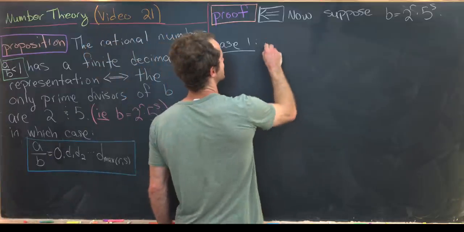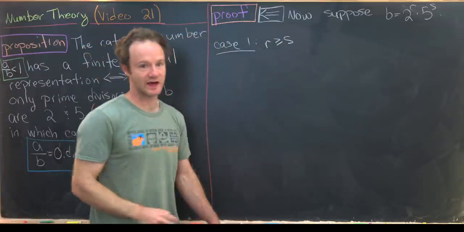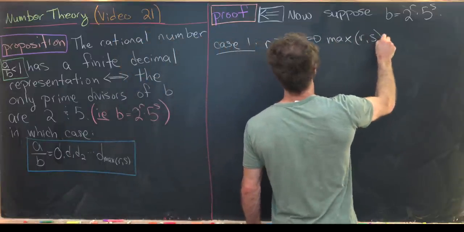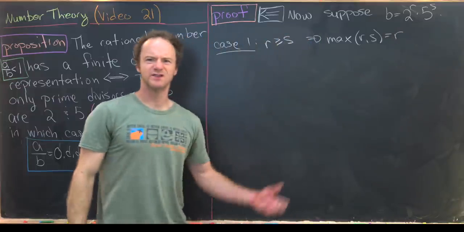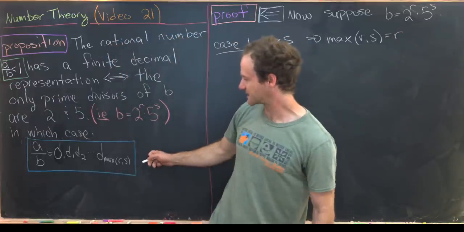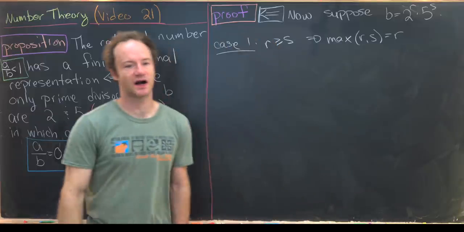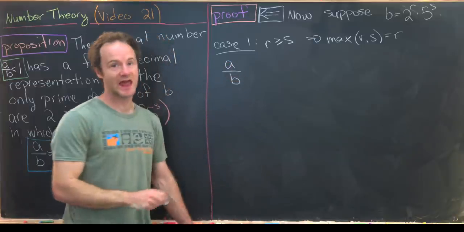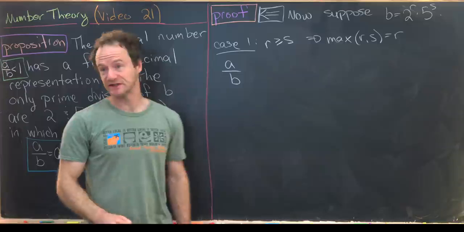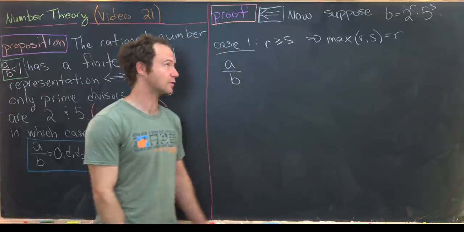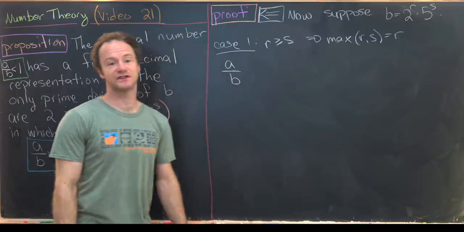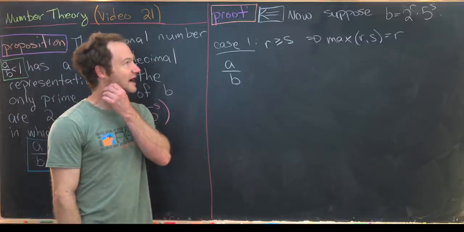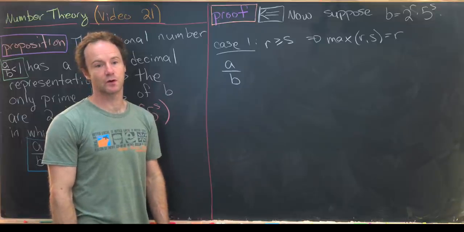So for the first case, we will assume that r is bigger than or equal to s. But let's notice that that means that the maximum of r and s is equal to r. So that's just going to change around which one the maximum is, giving us this result in the blue box at the bottom. Okay, so now from here, we want to take our expression a over b, which again is in lowest terms, and it's between 0 and 1, and b factors in that form up there with only 2's and 5's. And now we want to multiply it by a special version of the number 1.